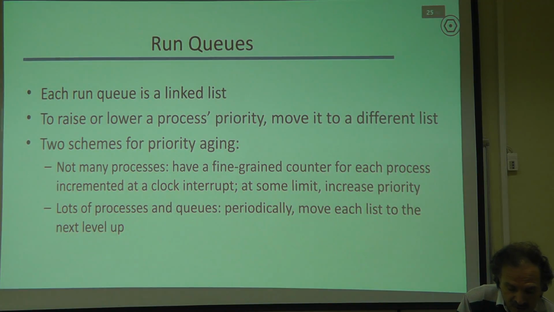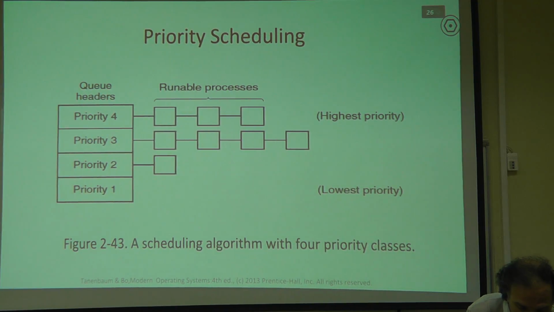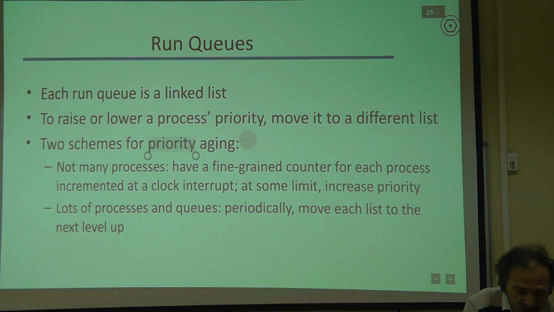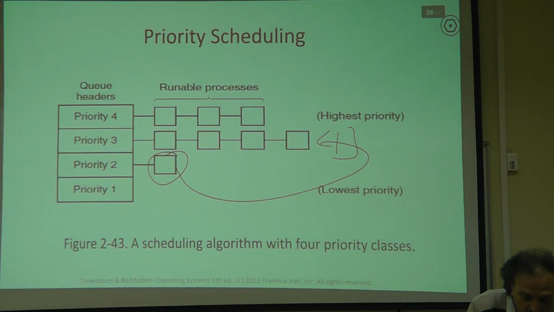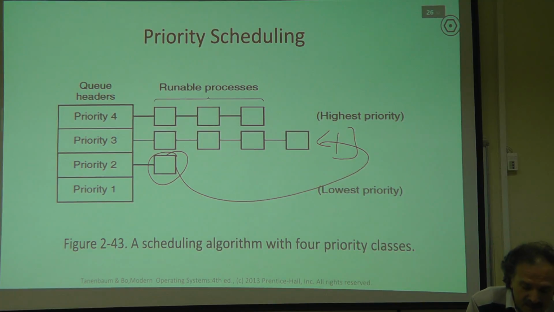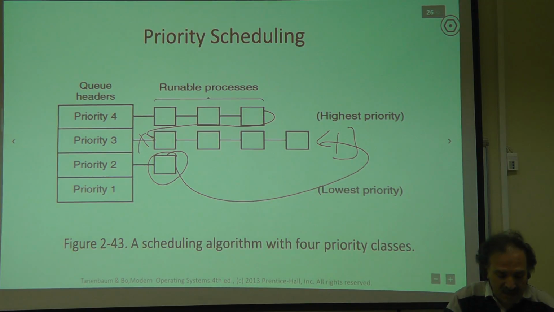To raise or lower a process priority, move it to a different list. Let's say I'd like to make this a higher priority, so I'll take it here and link it at the end of this one. Again, for the aging, to change the priority of the processes, there are two things that we can consider. If there are lots of processes in the queues, then we move the whole queue from one priority class to the next priority class. We just take this one and connect it like that, so the whole queue becomes a higher priority.